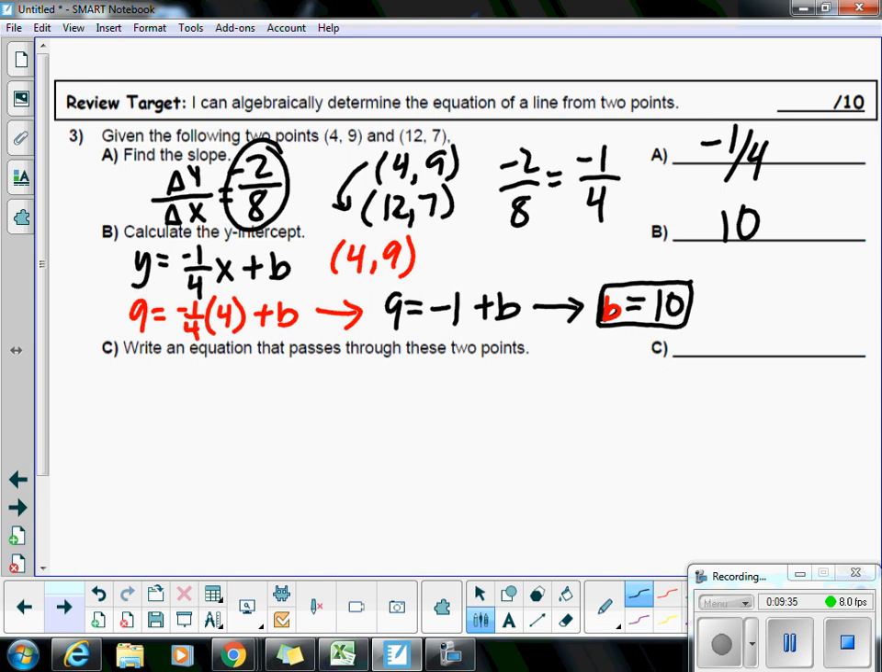Now we write our equation out. So don't forget to put the x next to our 1/4. That's a very common mistake. We have to have an x and a y to write an equation.